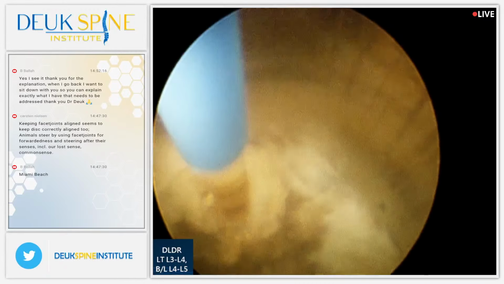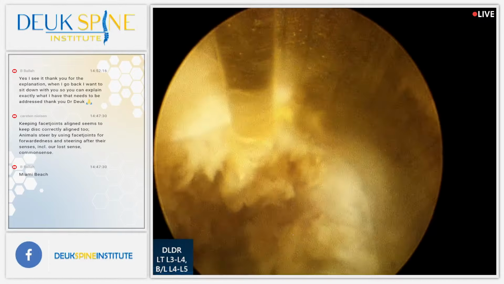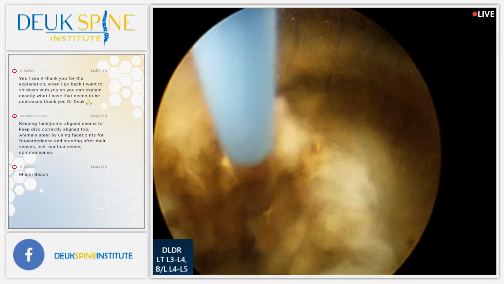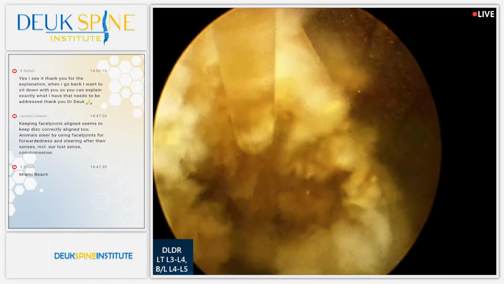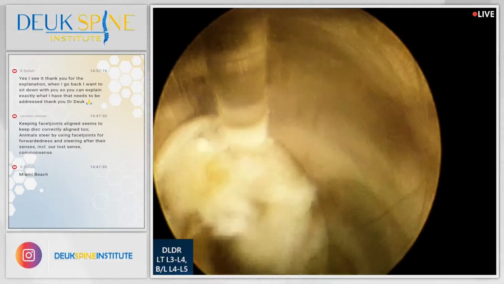Look at all this stuff. This is all severely degenerated disc. This is part of spondylosis. Not important, but must be cleaned out of the tear in order for this disc to heal properly. So I'm going to clean it out.